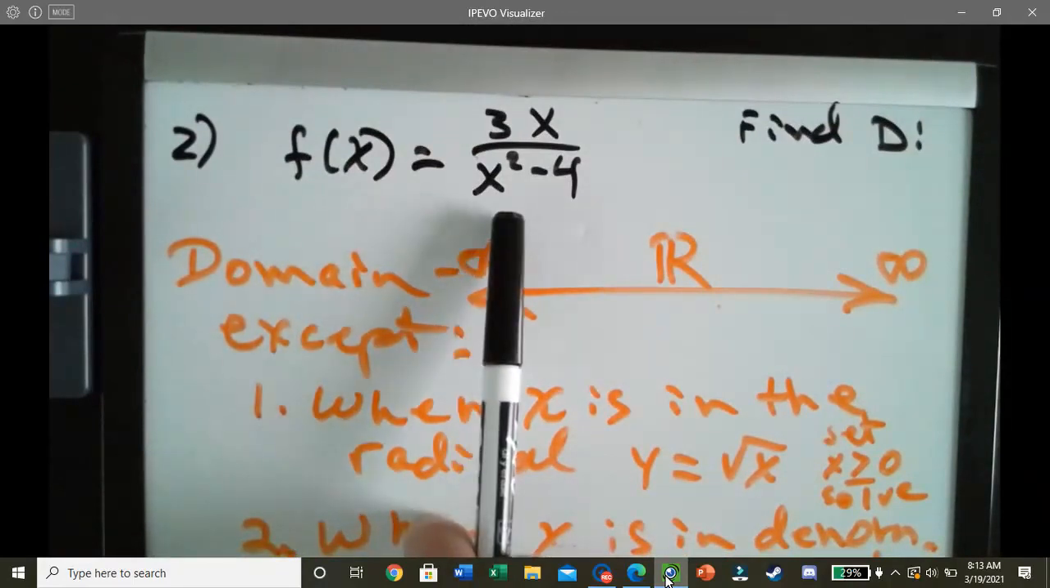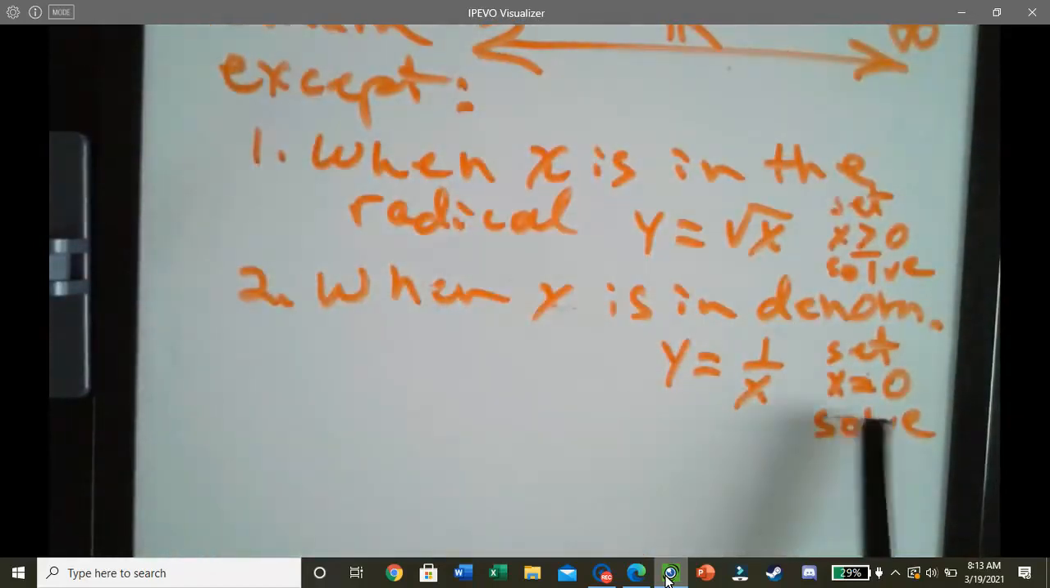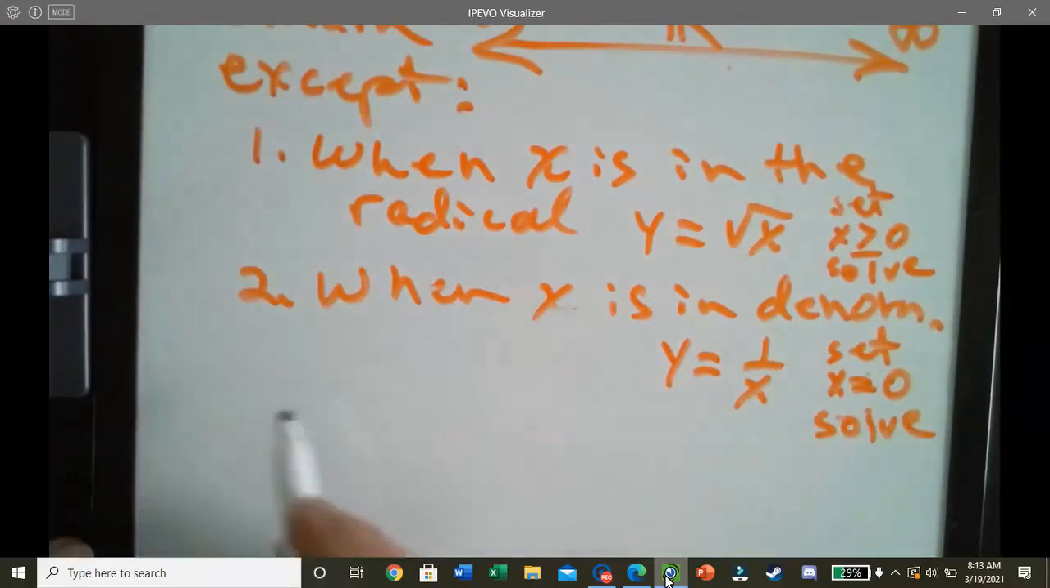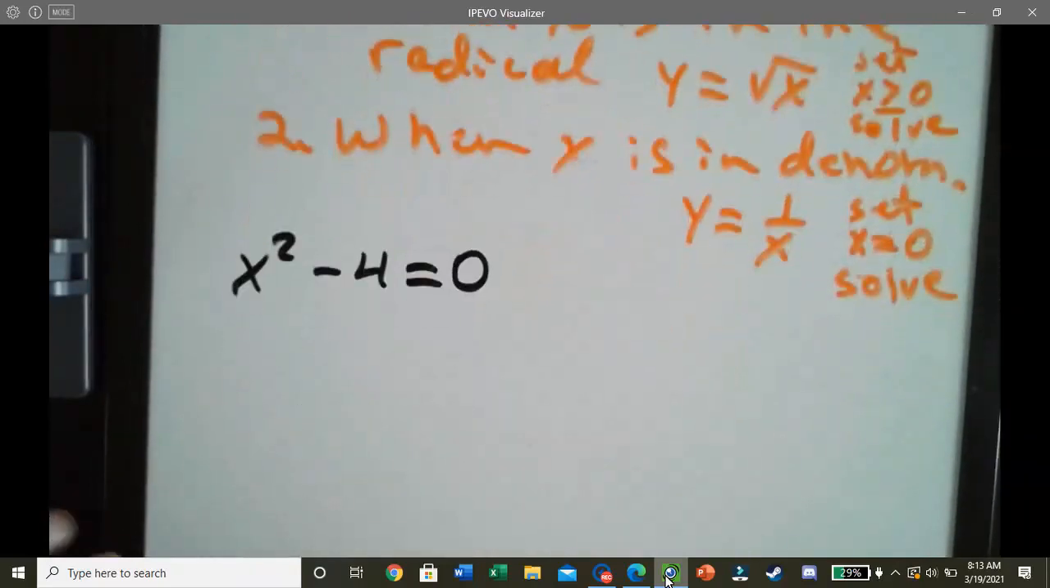Take x squared minus 4 and set it equal to 0, right? So we take that denominator, x squared minus 4, set it equal to 0, then solve. Well, we can do this one of two ways. We can either factor it, or we can use the square root method. So which way do you want to do it? The easier way would be the square root method.